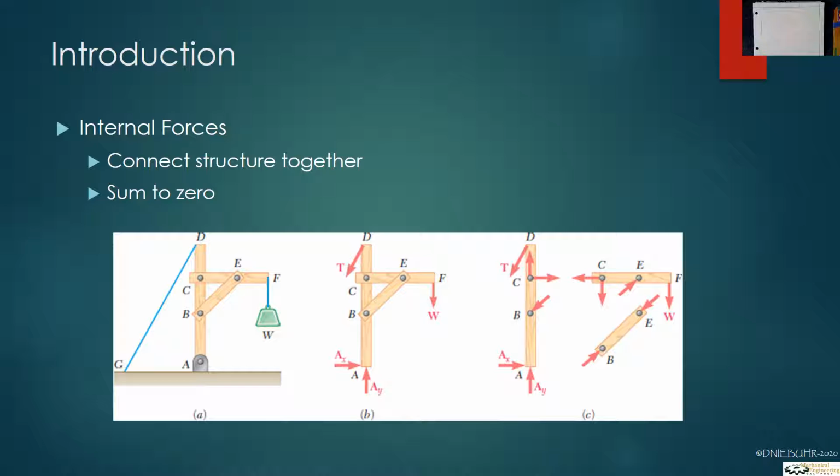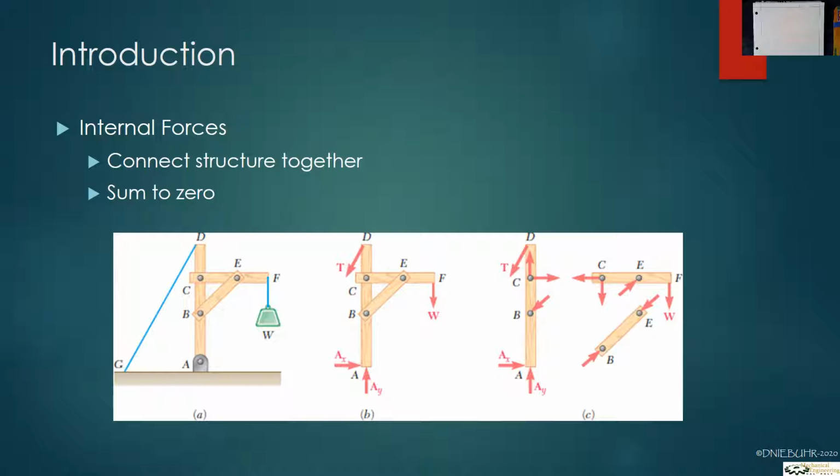Then in chapter 4, we learned that A could be a reaction. Now in this case, A is a pin, but we learned that A could have just as well been a telephone pole or something that was embedded in the concrete, in which case it would have had a reaction moment also. So you could have been given GD and the weight, and then you could have found how much reaction was supported at A.